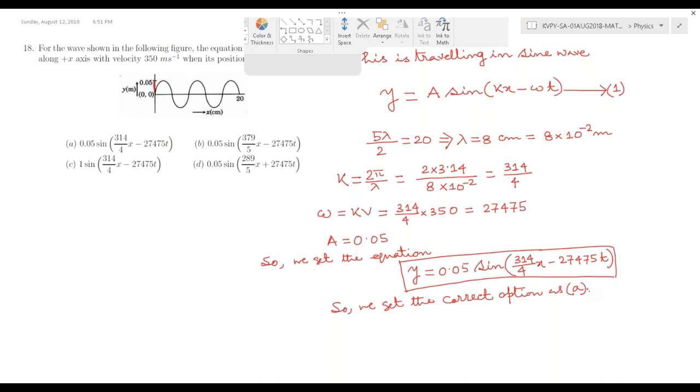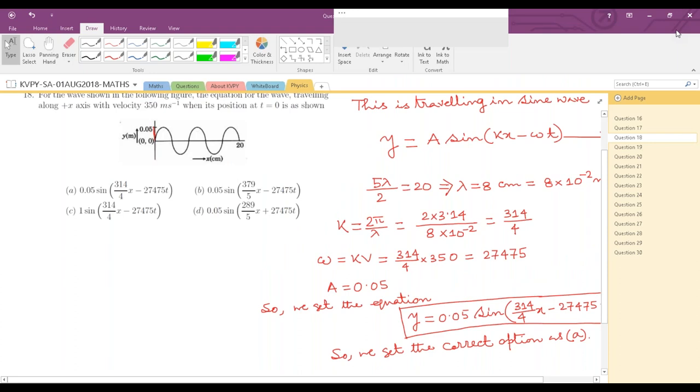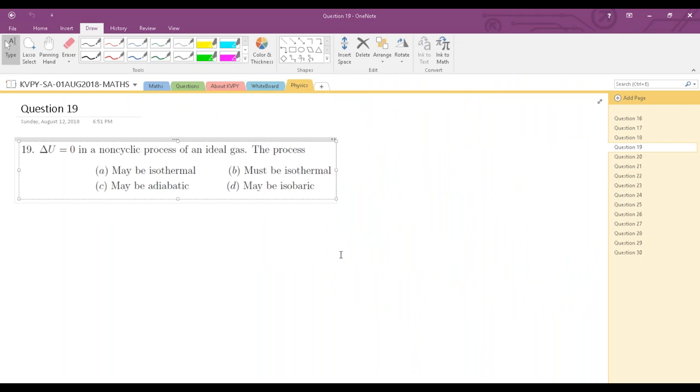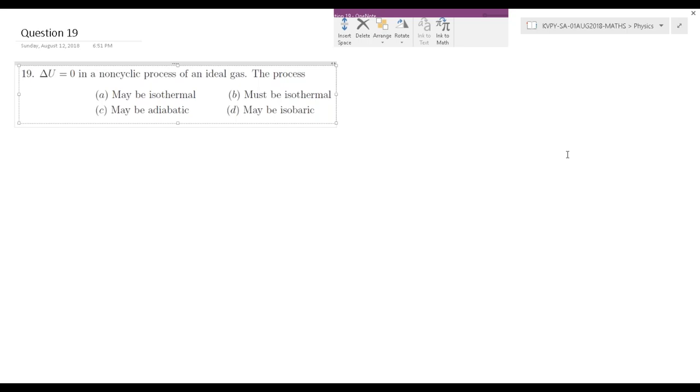Next question, let's proceed to the next question. This is a question from thermodynamics. The question is that delta U is equal to zero. I'm not sure whether you all went through thermodynamics by this time or not, but if delta U is equal to zero in a non-cyclic process of an ideal gas, then what could be the process? Generally there is a conception that if delta U is equal to zero, we assume that it is an isothermal process.